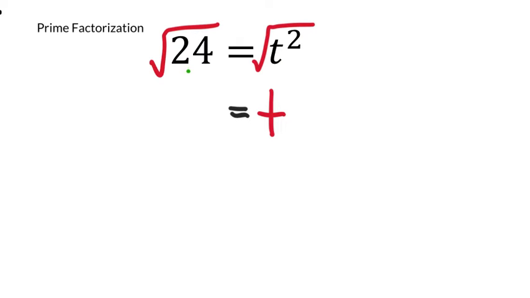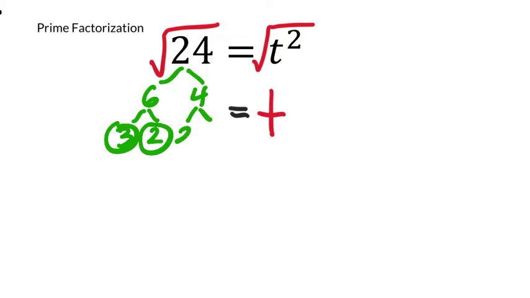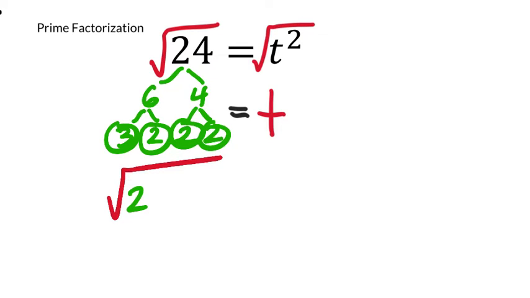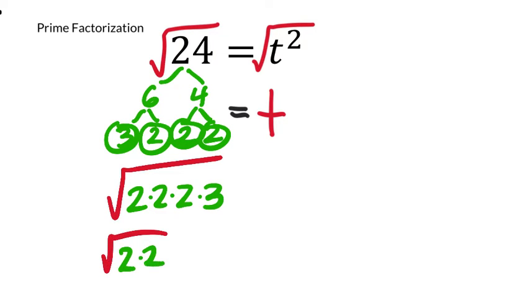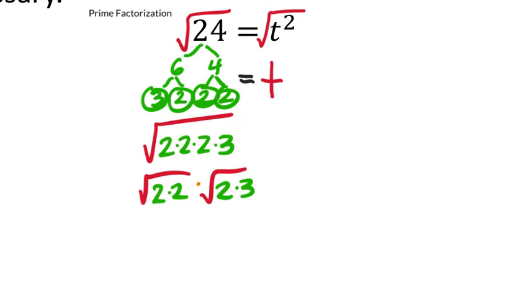So 24 I would split up, I'd probably say 6 and 4. And then 6 would be 3 and 2, both of which are prime, and then 4 splits up into 2 and 2, right? So I would look at the square root of 24 instead as, I'm going to rearrange those, 2 times 2 times 3, and then split those up, right? We're looking for pairs, so that's the square root of 2 times 2 times the square root of 2 times 3. And these are being multiplied. But I get 2 out of that perfect square, and then I also have the square root of 2 times 3, which is 6.